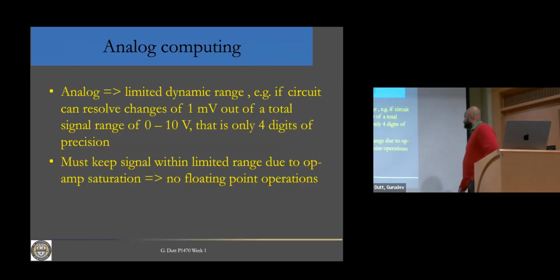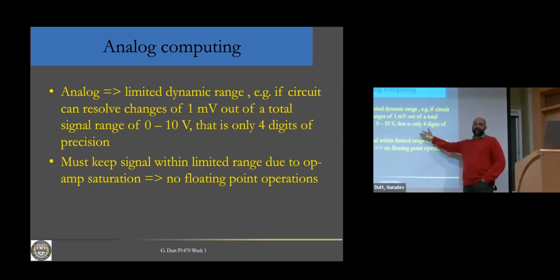Some of the reasons I've outlined here. There's a limited dynamic range. So for example, let's say the circuit can resolve a change of 1 millivolt out of a total signal range of 0 to 10 volts, which is fairly normal for an op-amp circuit. And let's say that, with the noise in the circuit, to be safe, a signal of 1 millivolt means that there's a change in the voltage level. Well, that means that I only have 4 digits of precision in my computer, because I have 1 millivolt out of 10,000 millivolts.